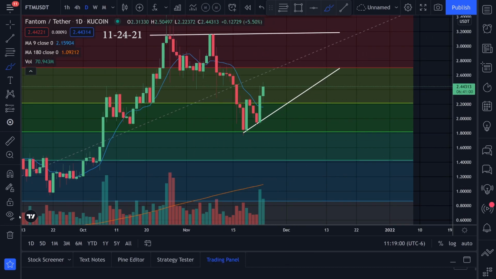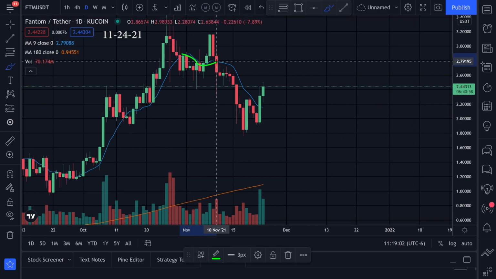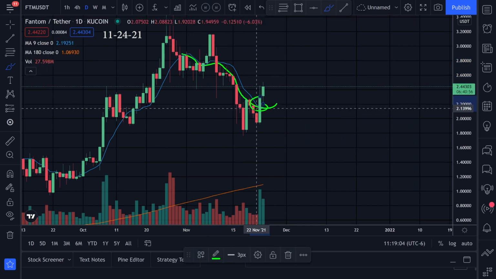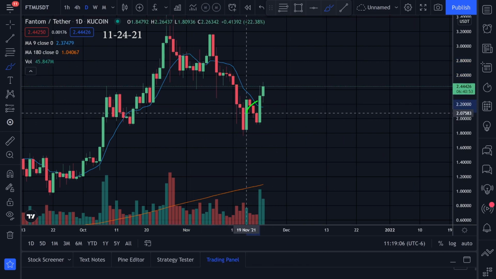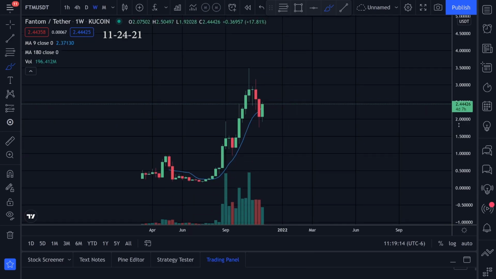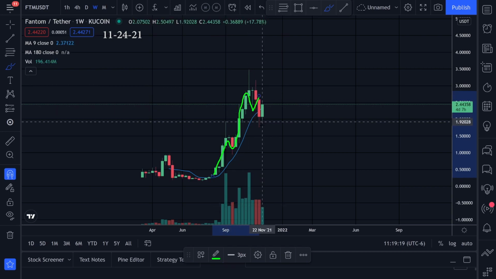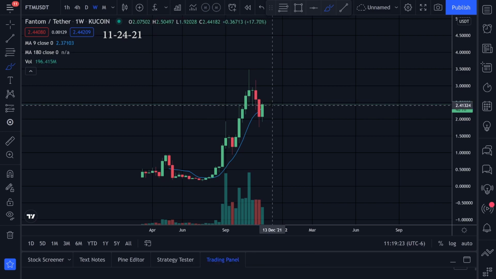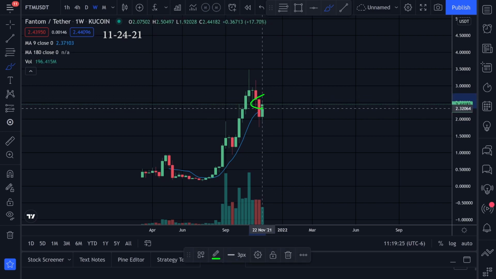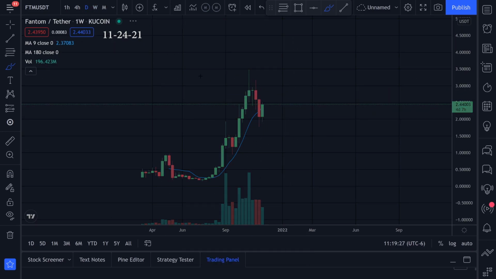Like I said, if we delete everything, we have this 9 moving average that came in like this and we broke above it right here. That's a bullish signal in my opinion. If we jump over to the weekly time frame, you can see that we have this 9 moving average. We're getting support on it. We dipped below it a little bit, but now it looks like we're right back above it. In general, I think being above it is a lot more bullish than being below it.